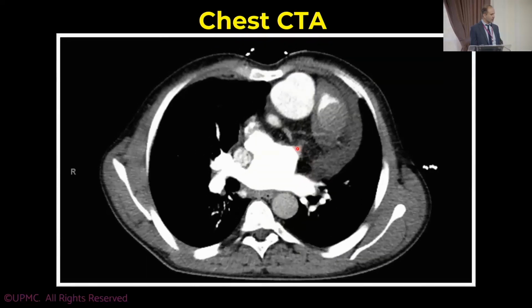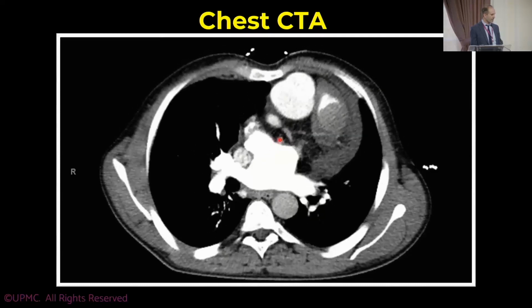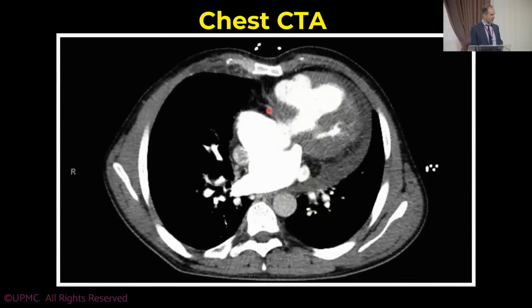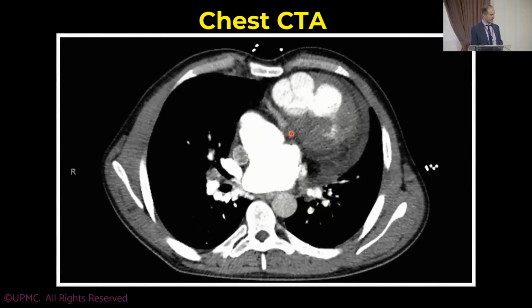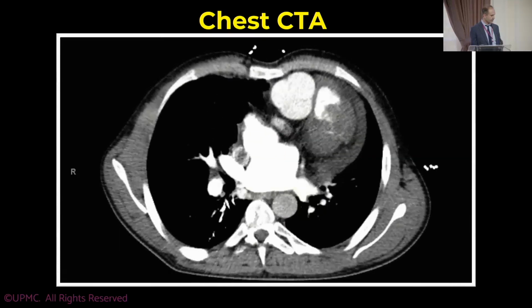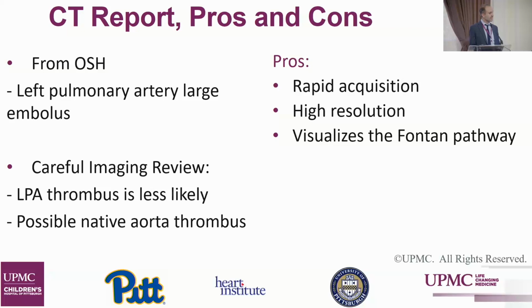When we looked more carefully, this is his native aortic root, this small structure here, and you can see the right coronary coming off it. Then you can see that there's maybe a small filling defect in that native aortic root. The CT read from the outside hospital is that there is a large left pulmonary artery embolus. After we carefully reviewed the images, we thought that the LPA thrombus is less likely and that there is possible native aortic thrombus.